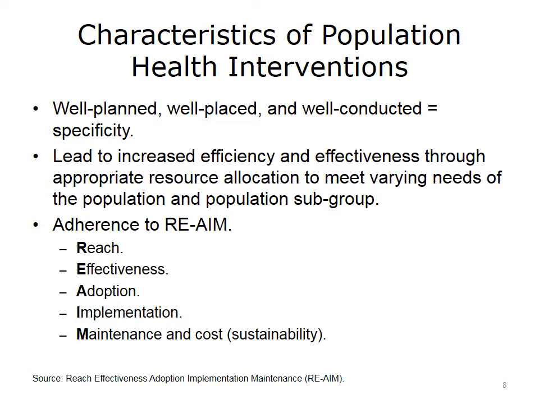The A in REAIM is adoption. We want to understand how to develop organizational support to develop an intervention. The number, the proportion, the representativeness of settings, and intervention agents, or the people who will deliver the program, who are willing to initiate a program. We want to know how well these people will adopt the program that we've outlined.